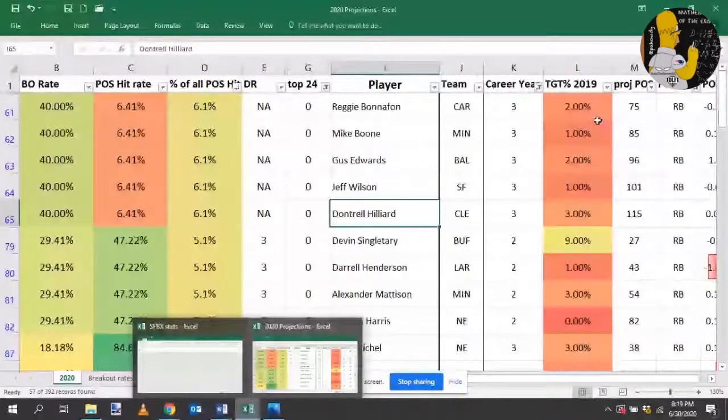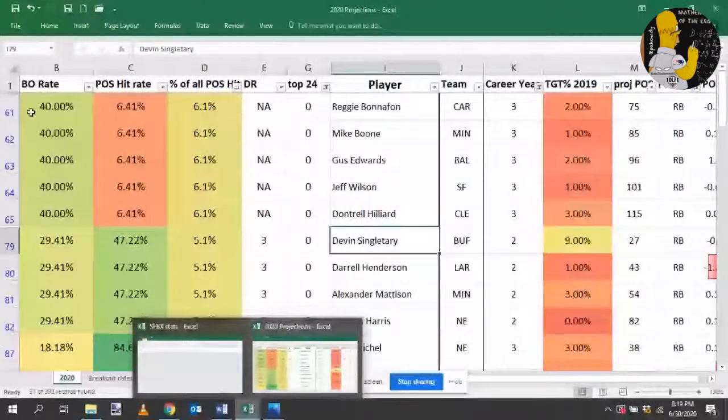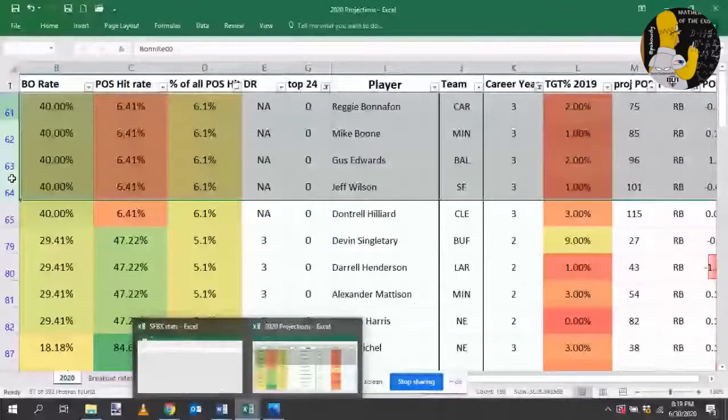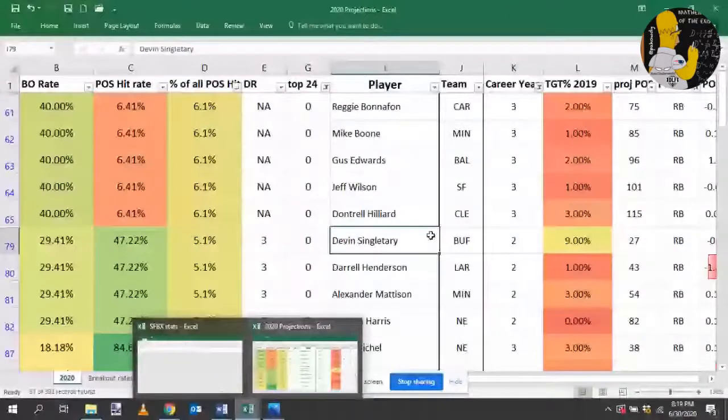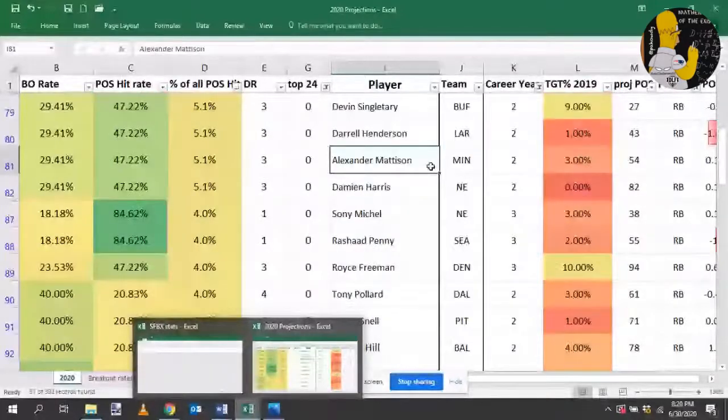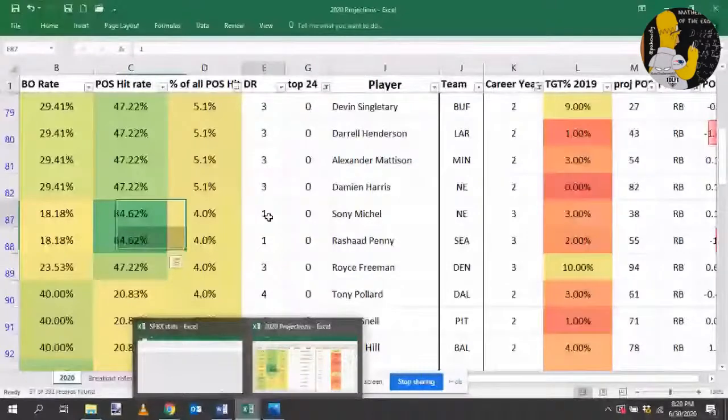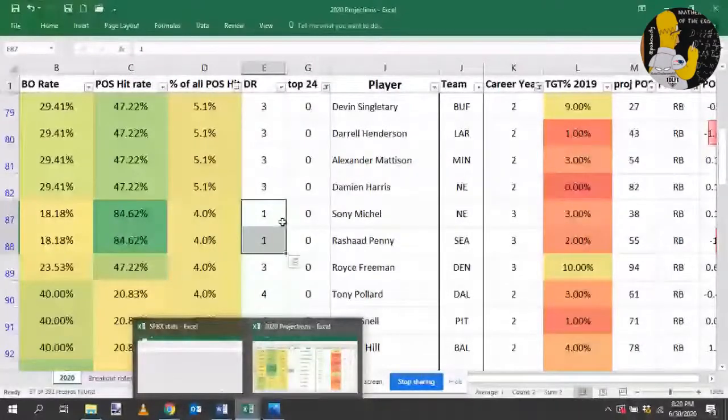But it is interesting that undrafted free agents going into their third season actually have a fairly strong commonality. That's a very common type of breakout compared to others. More common, in fact, than more popular breakout candidates like Devin Singletary, Darrell Henderson, Alexander Mattison, Damien Harris on the Patriots, even Sony Michel and Rashaad Penny. We still have lingering hope because of that high hit rate from first-round running backs that we're now applying to Clyde Edwards-Helaire, for example.